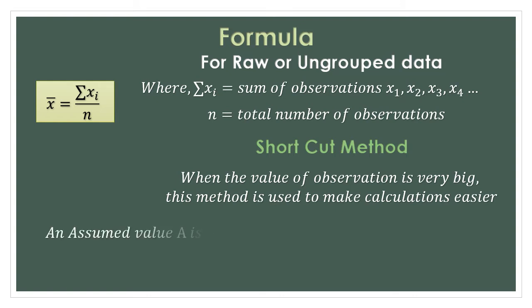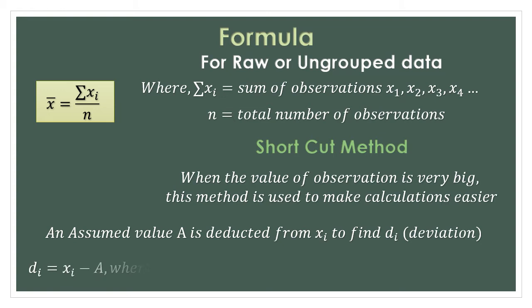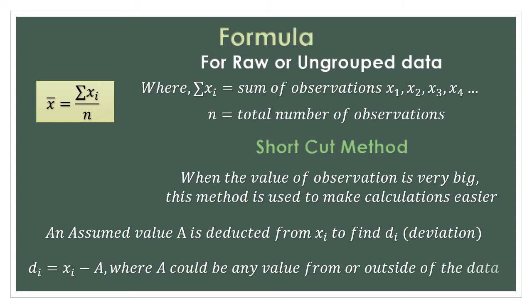So what we do here, we take an assumed value a and it is deducted from all the xi's, that is all the observations, and what we get are the deviations, that is di. So an assumed value a is deducted from all the observations to get their deviations. Now remember, di is observation minus a, where a could be any value from inside or outside of the data. It doesn't matter, you can assume any value for a, and the formula here will be x bar is equal to a plus summation di upon n.